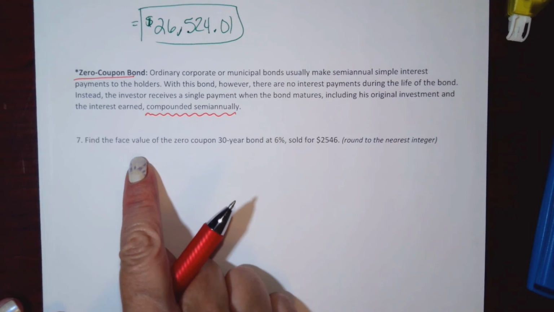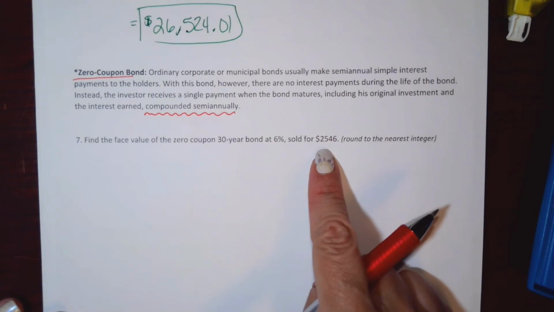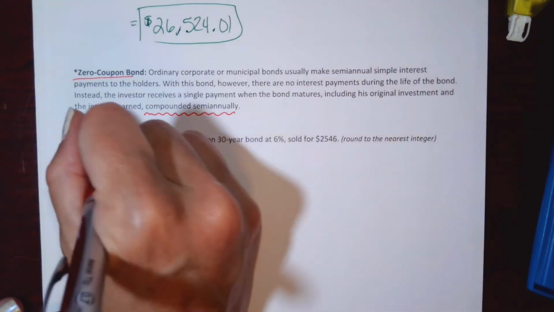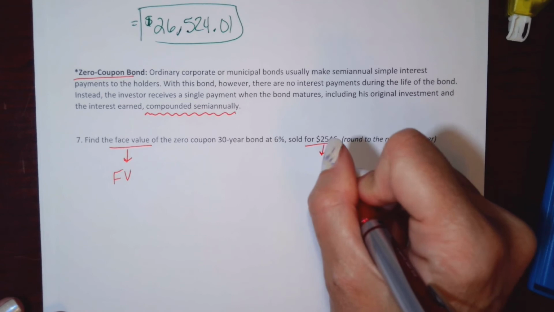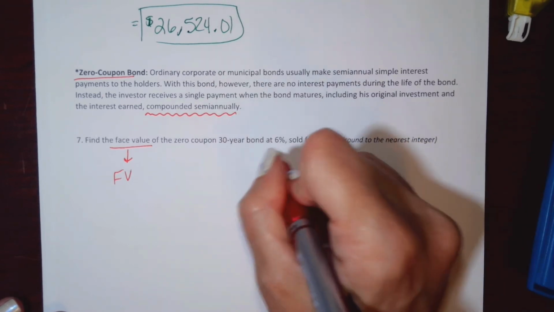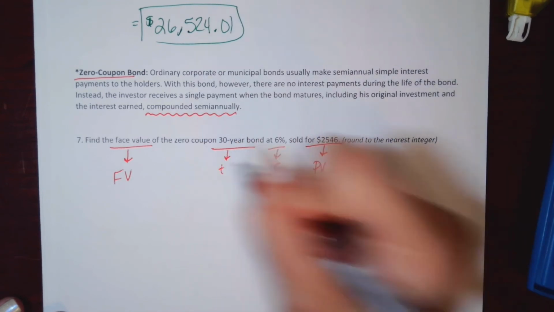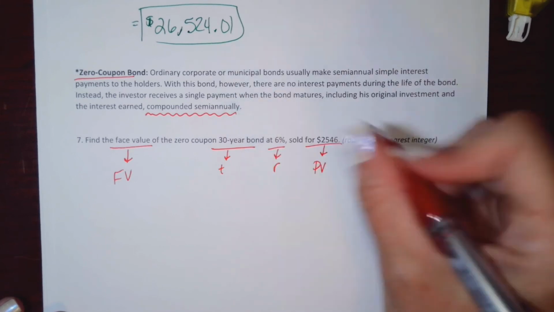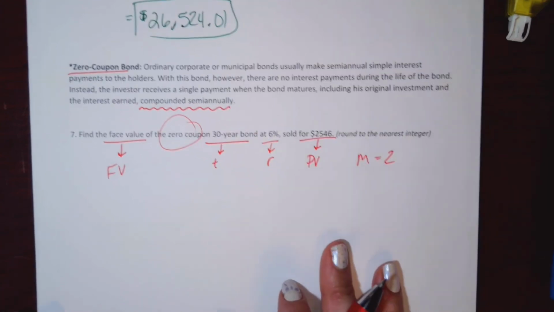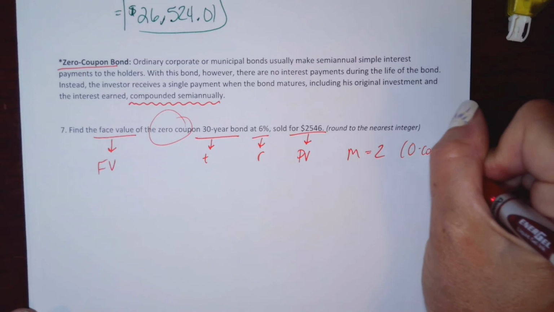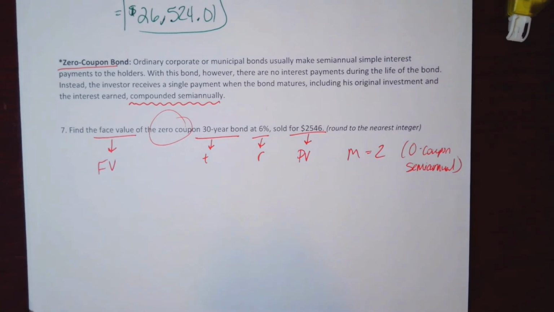Find the face value of the zero coupon bond, 30-year bond at 6% sold for $2,546. The face value is going to be what it's worth in future value terms. Sold for $2,546, that's my present value. There's my rate. 30 years is my time. And my compounding period, because it is a zero coupon bond, my compounding period M is 2, because zero coupon is semi-annual every single time. That's what that term means.